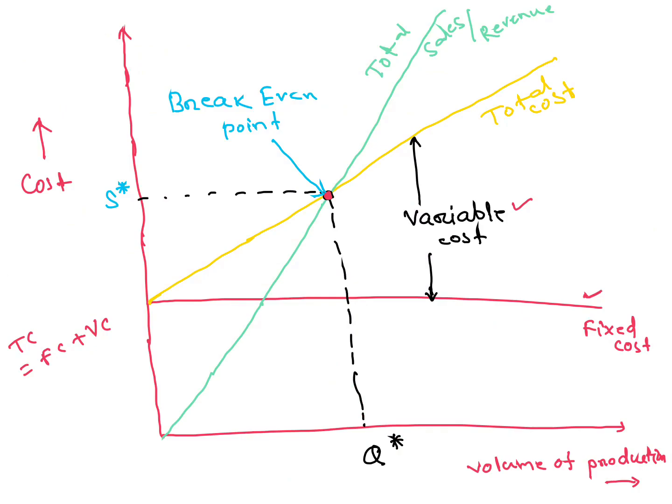In this graph, here it is Q star. This is total cost star at break-even point, del y by del x. So A is our answer.